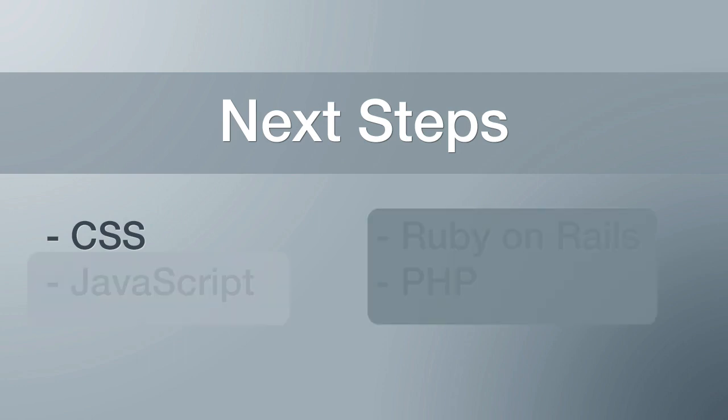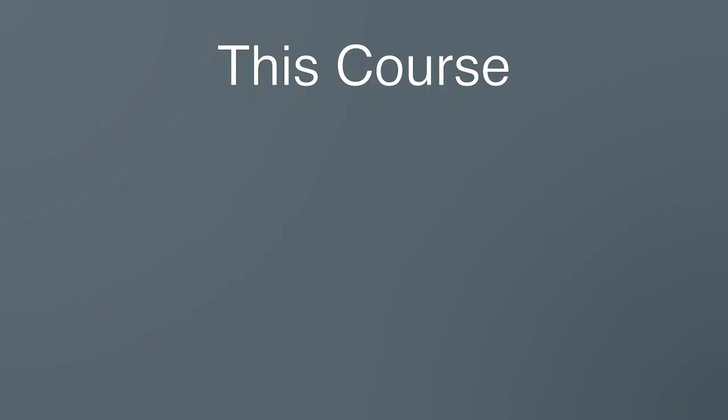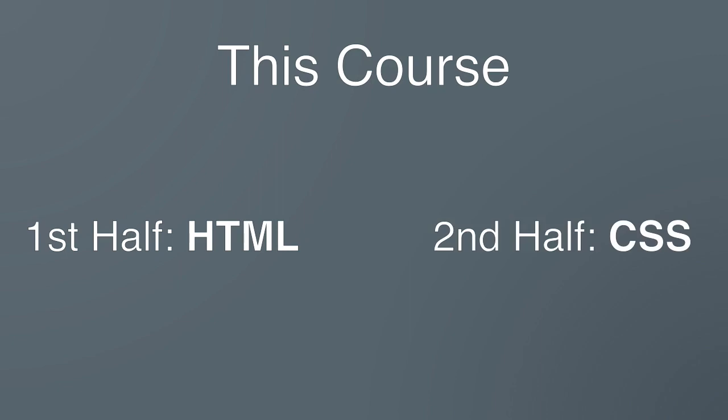Now, we will not be learning Ruby on Rails or PHP in this particular course. What we will be doing is chopping the course in half. The first half of the course, we will become experts at writing HTML code. And in the second half of the course, we will become experts writing CSS code. These are the two essential languages of the web. And by the end of this course, you will have a professional knowledge of both. Which means at that point, you will be able to steer your career in any direction that interests you.